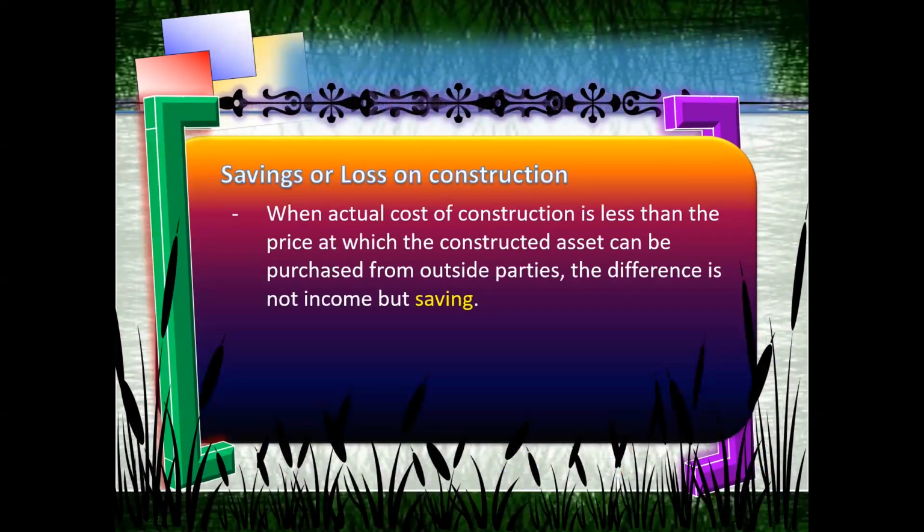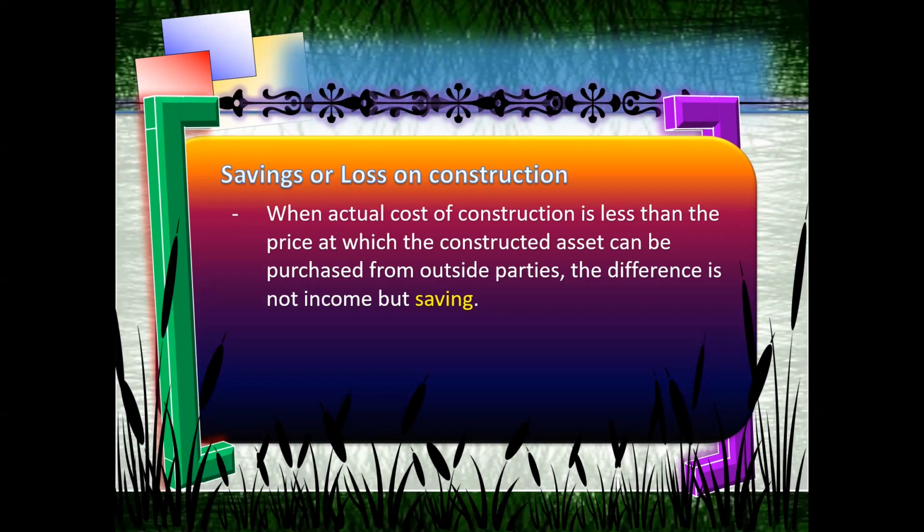Okay? Another concept related to savings or loss on construction is still related to construction. There's always a point of comparison: whether you construct the asset or buy it ready-made. Now, when the actual cost of construction is less than the price at which the constructed asset can be purchased from outside parties, the difference is not income but savings. So what is the implication of this?